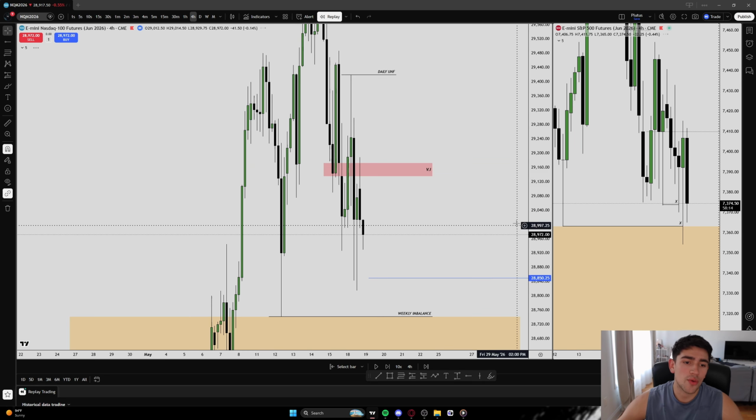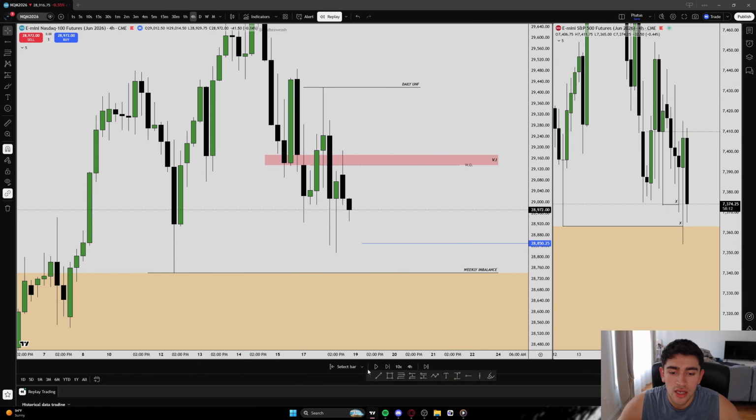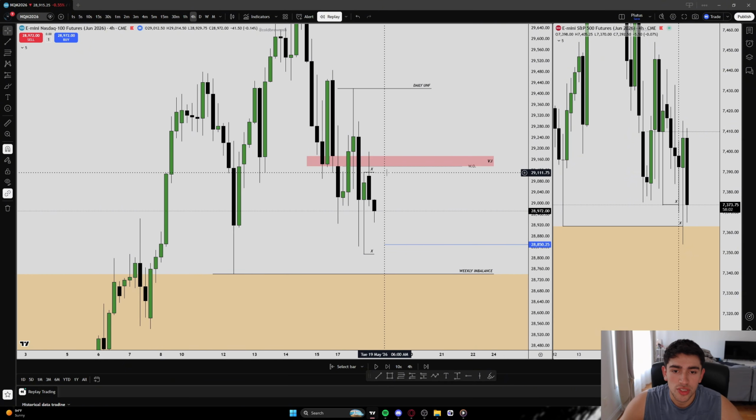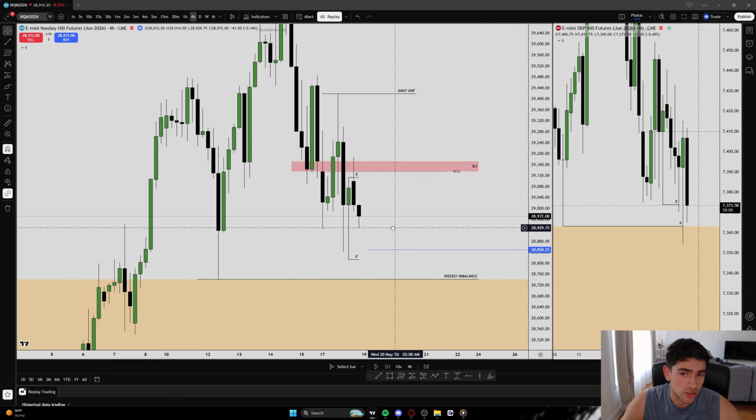Now, if you go on the 4 hour here for analysis, you can see we have this 4 hour sweep of this high to this 4 hour sweep of this low. Whenever you're looking at price here, we have this 4 hour high to the 4 hour low. Again, I've seen this work so many times.